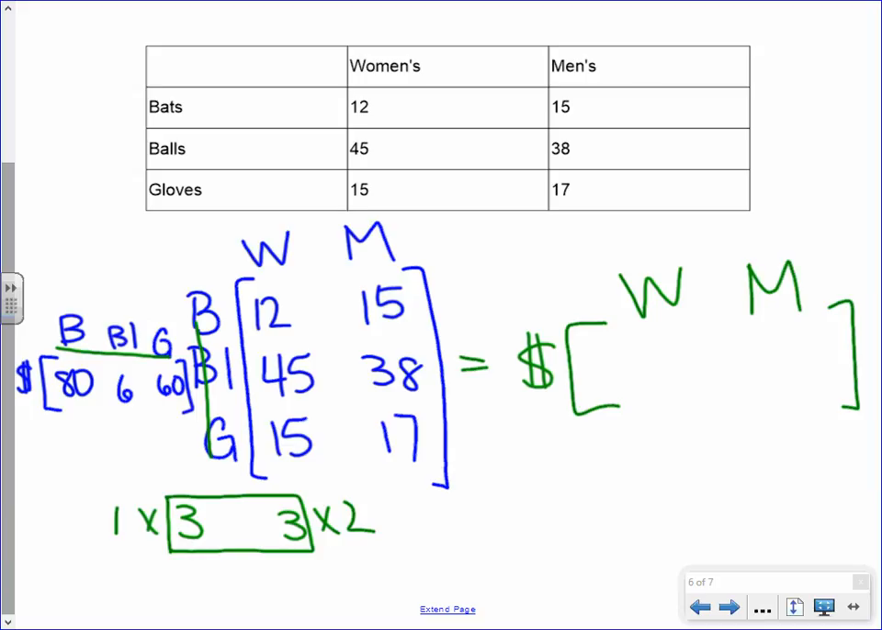It's basically doing what we would do without a matrix. But the matrix multiplication is just putting it all together in a nice, organized table. So we're still taking 80 times 12 plus 6 times 45 plus 60 times 15 for a total of $2,130. And then we're still going to take 80 times 15 plus 6 times 38 plus 60 times 17 to get a total of $2,448.